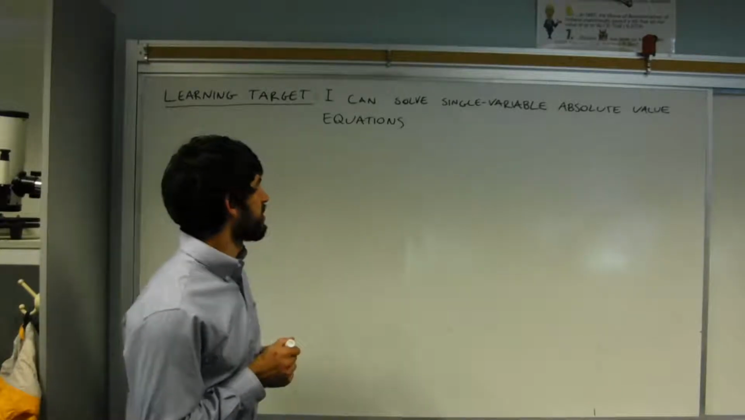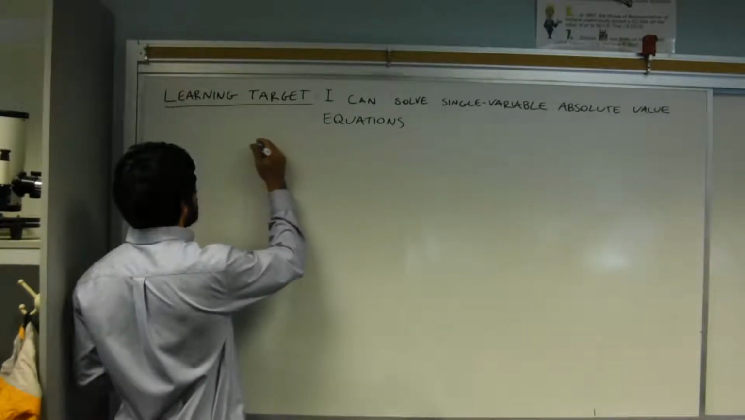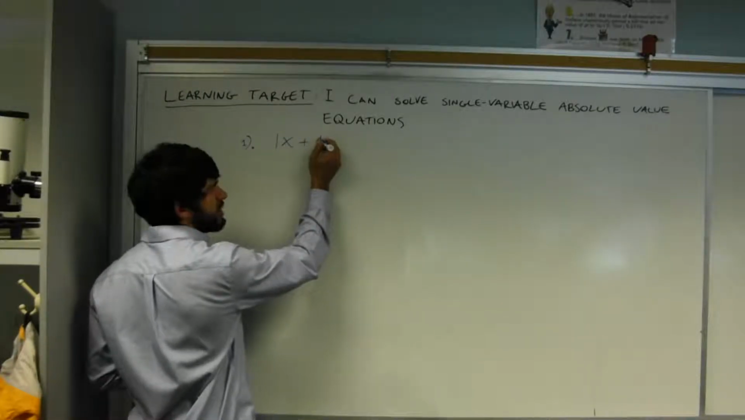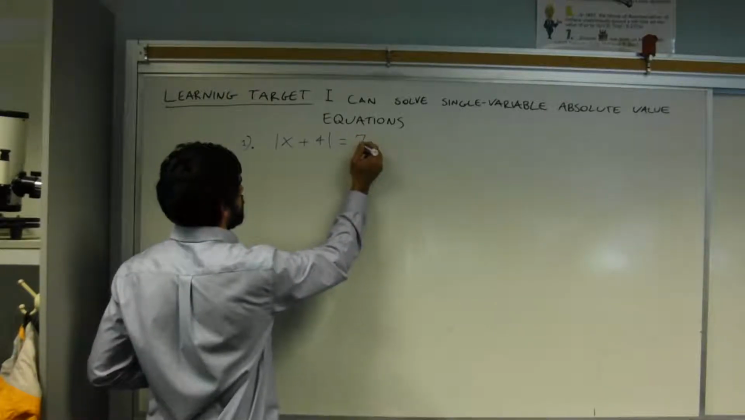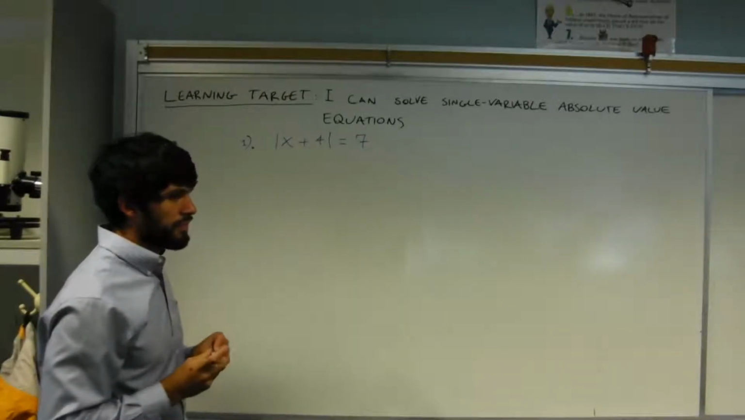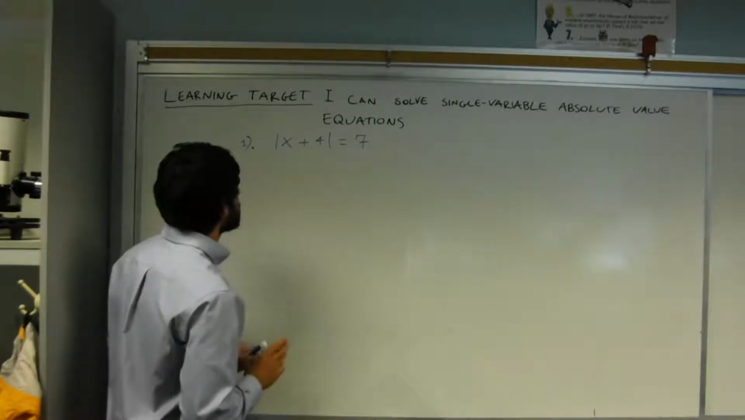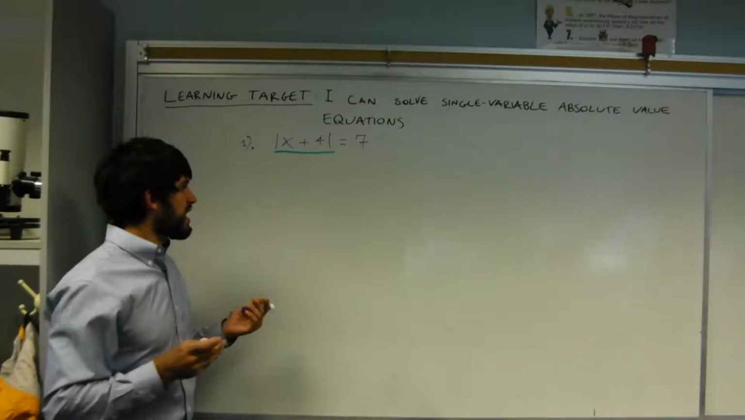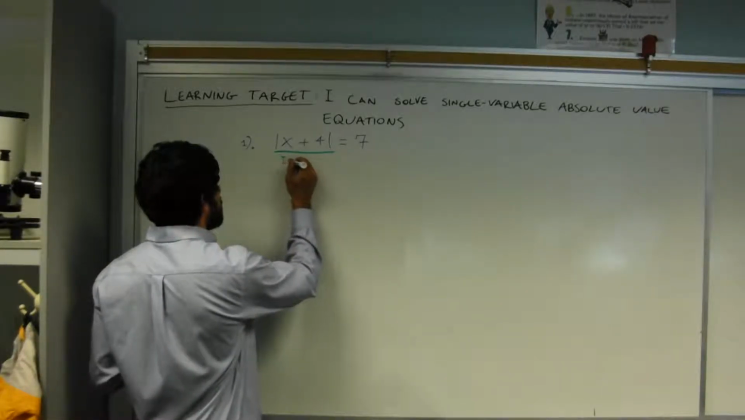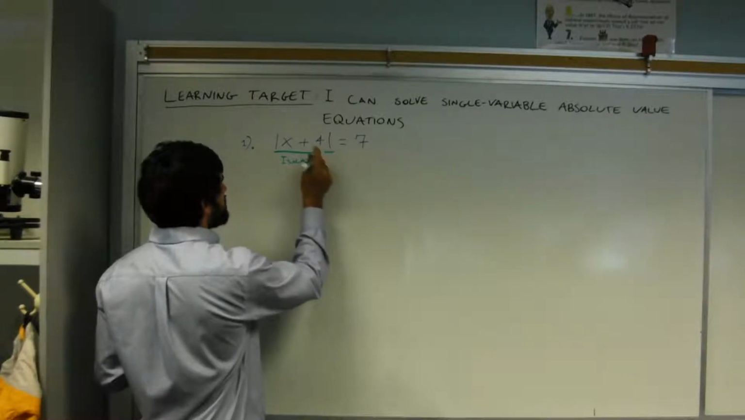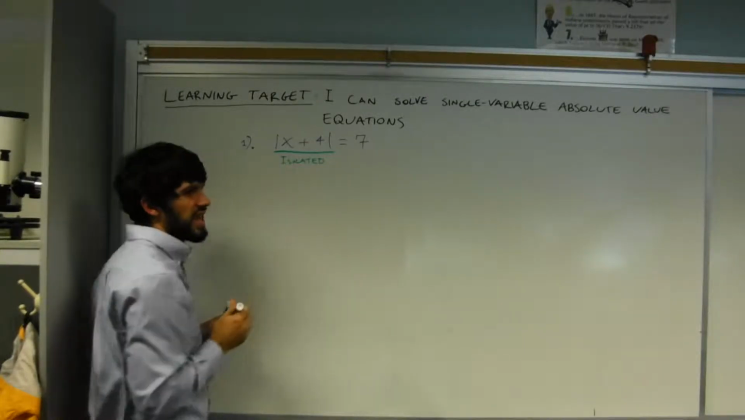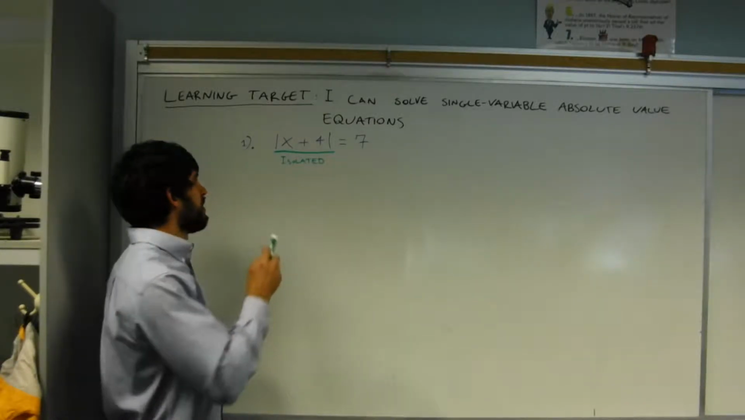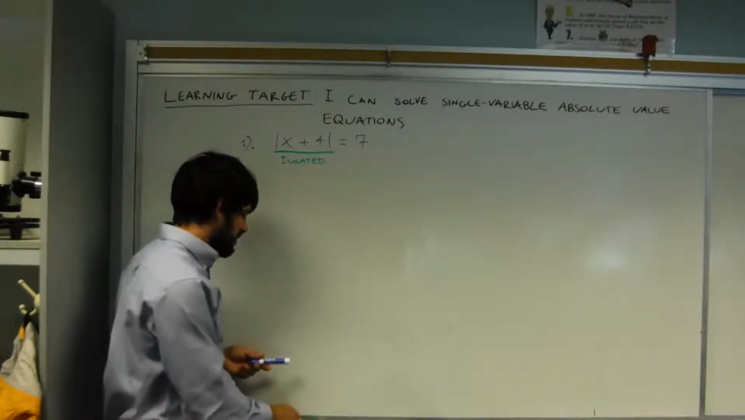So I'd like to start with an example. For our first example, we'll do the absolute value of x plus 4 is equal to 7. In this case, our absolute value is already isolated, meaning that on this side of the equation, the only thing there is the absolute value. It's not multiplied by anything, it's not divided by anything, there's no numbers being added or subtracted to it.